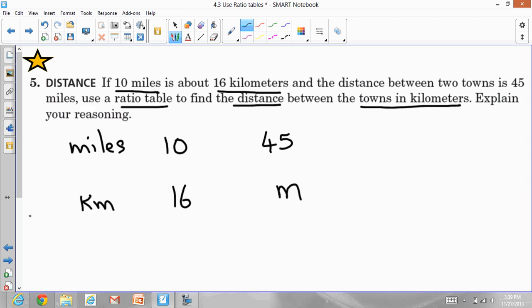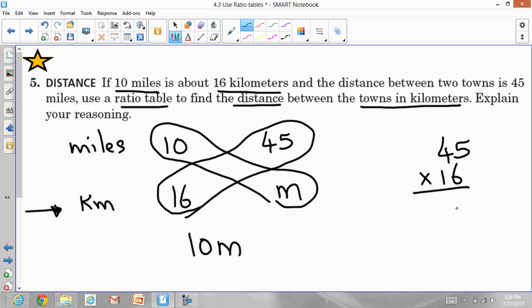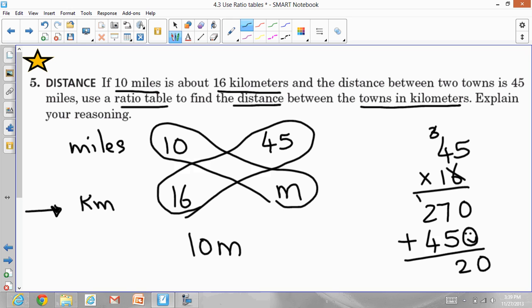I'm going to write this as m, and I'm going to put an arrow, which is what I need to find. Once again, the usual step, cross over and multiply. 10 times m gives me 10m. 16 times 45, so I have to do 45 times 16. 6 times 5 is 30. 6 times 4 is 24, 25, 26, 27. I'm done with this. So I'm going to put my happy 0. 1 times 5 is 5. 1 times 4 is 4. Add: 0, 7, 8, 9, 10, 11, 12. 4, 5, 6, 7. So this is going to be 720.